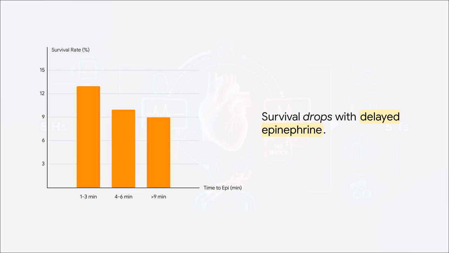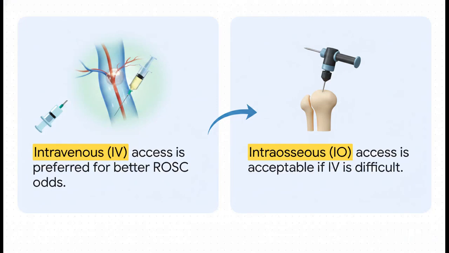If you get it in within 1 to 3 minutes, your odds are at their absolute peak. Delay it to 4 to 6 minutes, survival drops. Push it past 9 minutes, and the odds of a neurologically intact survival just plummet. Remember this, time is literally brain and heart muscle. Give that epi early.